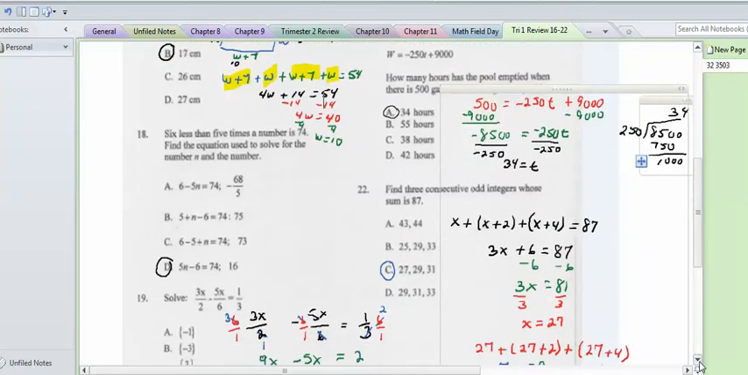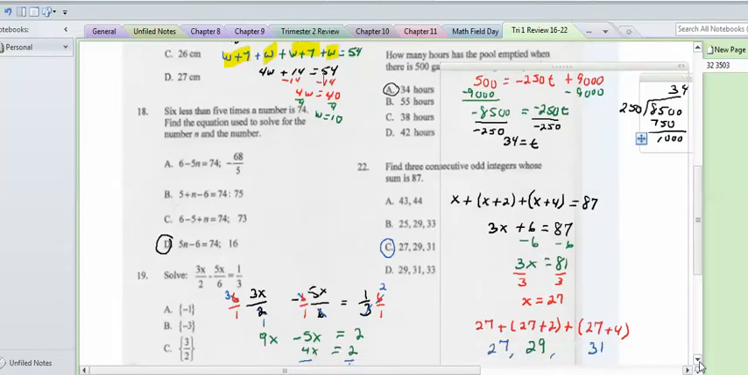Okay, the next one, number 18. 6 less than 5 times a number is 74. And I just look for an equation that matches that. 6 less than 5 times a number. 5 times a number is like 5 times n, so 5n. And then it's 6 less than that, so that's a subtraction problem. And I just found my equation that matches that problem. And if I did the math, I'd find it 16, but there's only one that'll work, so I'm just going to go ahead and choose that one.